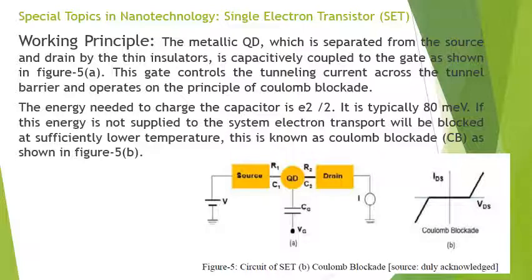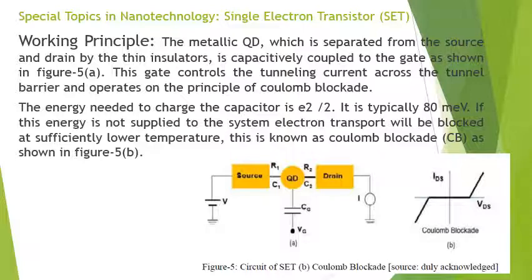So what it means is that whatever energy is supplied, if it is not supplied to the system electron, then the electron transport will be blocked at sufficiently low temperature. So it is clear from this characteristic that if the temperature is low, then the electron transport gets blocked, right? And that's why it is known as Coulomb blockade.